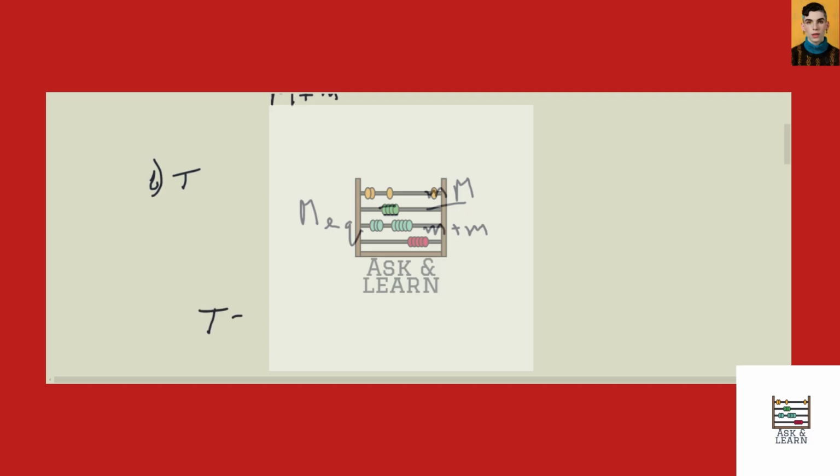Thus we can say the time period is equal to 2 pi root over of M equivalent over the spring constant k. So here we have 2 pi root over of M m over k times (M plus m).